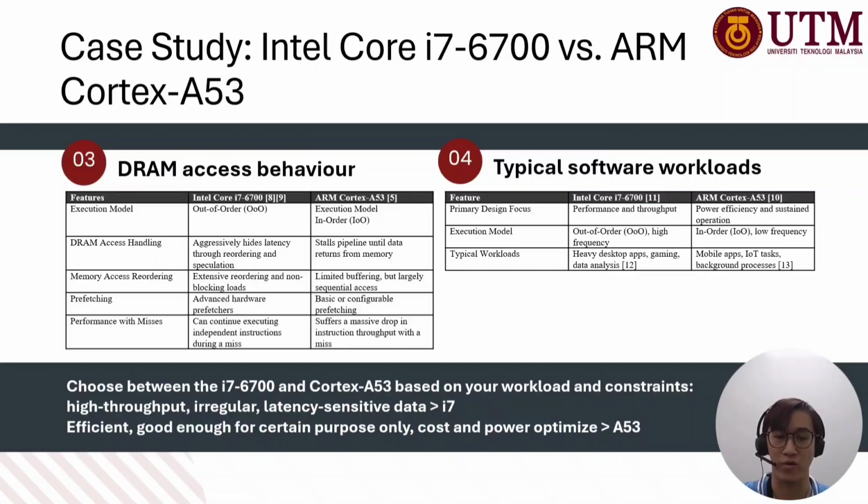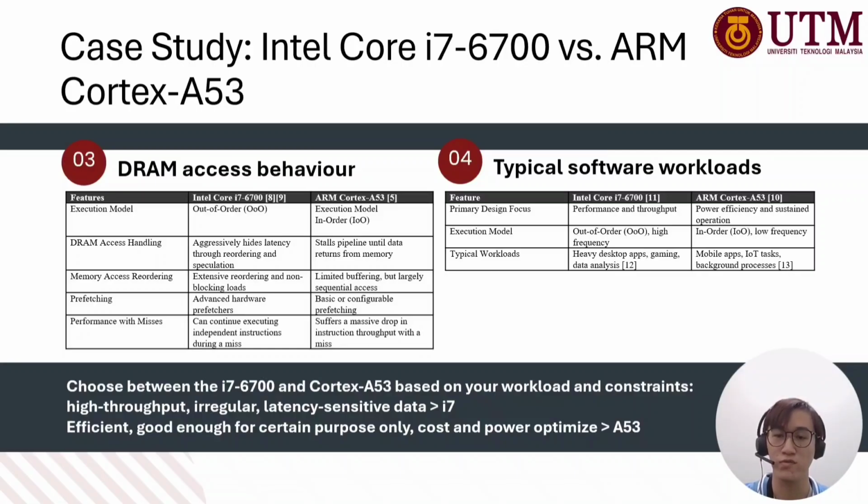Next, we have the DRAM access behavior. The i7 uses an out-of-order execution model. It aggressively hides latency through reordering and speculation. This is to say, when a cache miss occurs, there will still be another independent instruction to execute while waiting for the memory to arrive. And it uses advanced prefetching. The A53 uses an in-order execution model. It stalls the pipeline until the data returns from memory, and it uses simple prefetching.